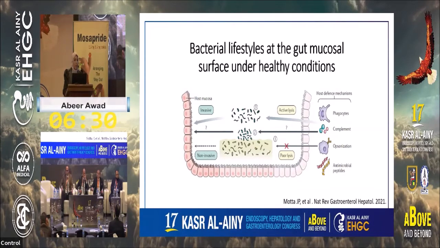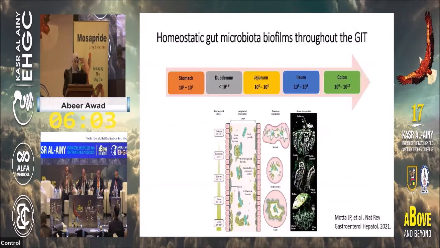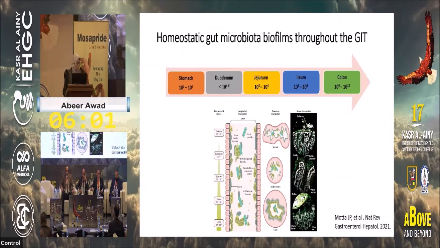Bacterial lifestyle at the mucosal gut surface under healthy condition, as I mentioned before, is either biofilm form or dispersed from the biofilm to be free planktonic cells, or freely living planktonic cells. Usually, an organism that tries to live freely is easily destroyed. As I say, living alone is easily destroyed. So these bacteria prefer to live in a biofilm organism to be more resistant.